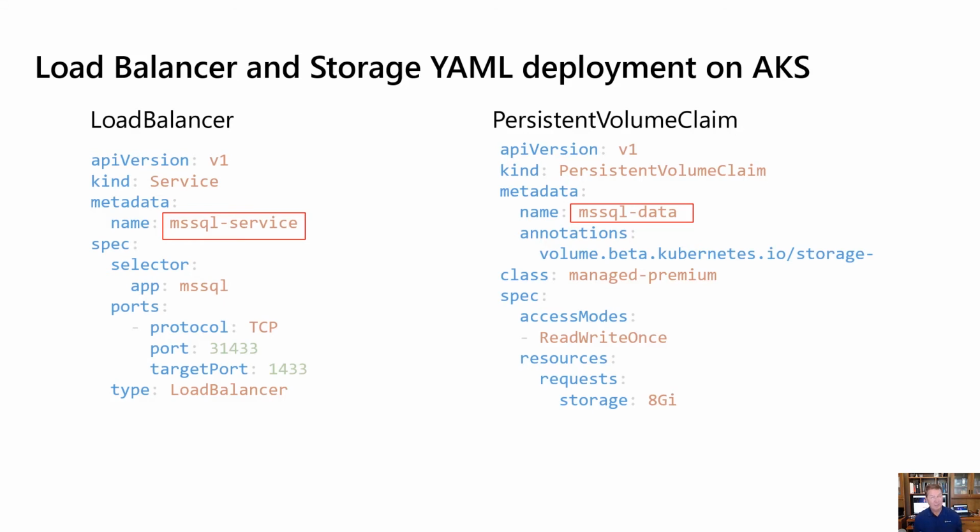So what does that mean? When I connect to my load balancer when I'm done deploying SQL, I'm going to connect to port 31433 to be routed and redirected into the SQL container.